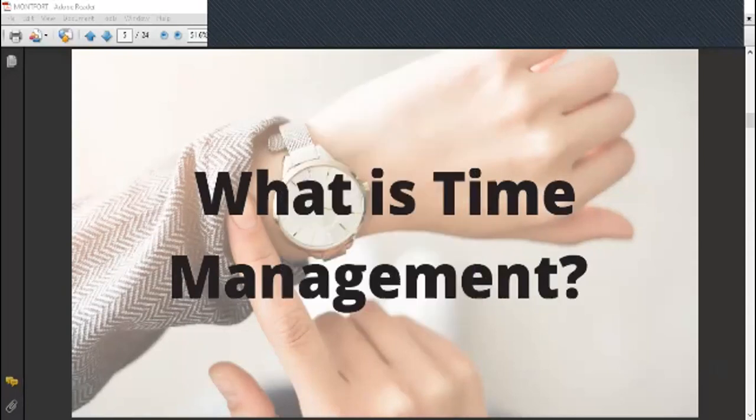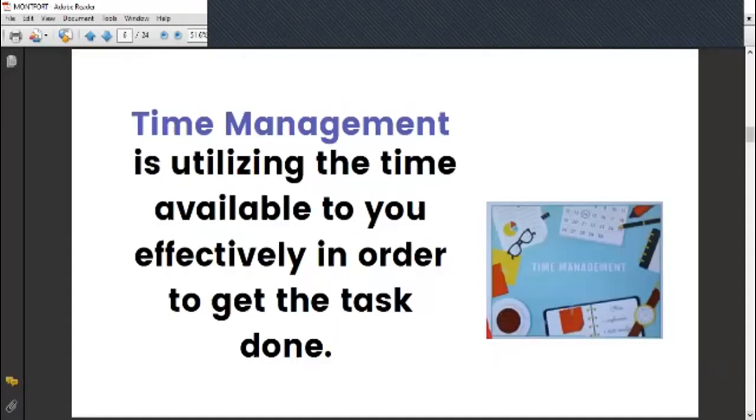Okay, so let's see what is time management. Time management is utilizing the time available to you effectively in order to get the task done. If we are not going to manage our time effectively, we won't be able to accomplish our things. It is very difficult, and later on, we will be moving here and there. We will be so worried if our task is not done on time.